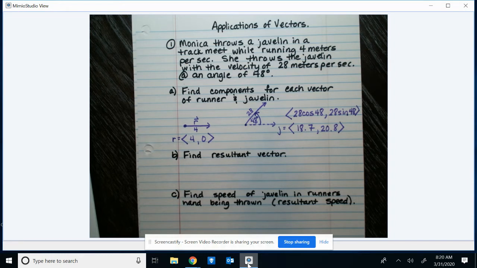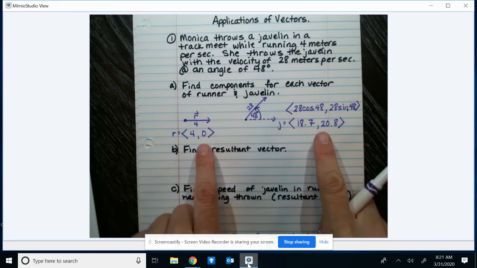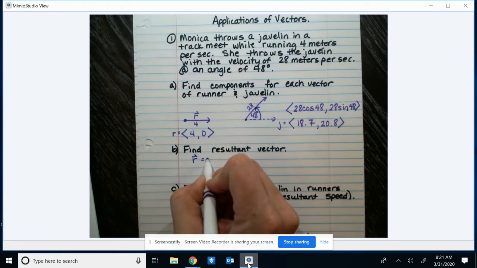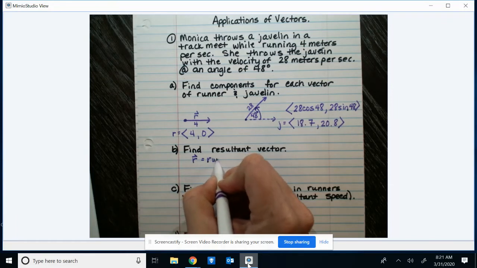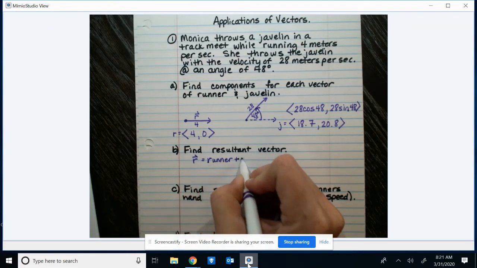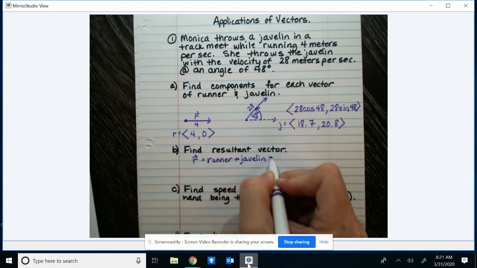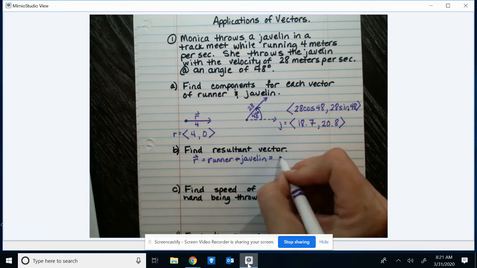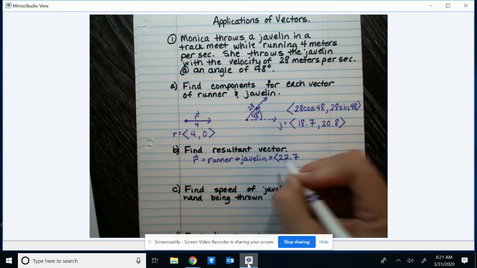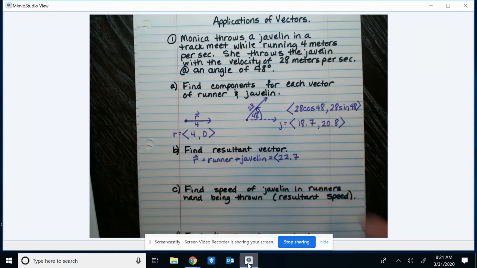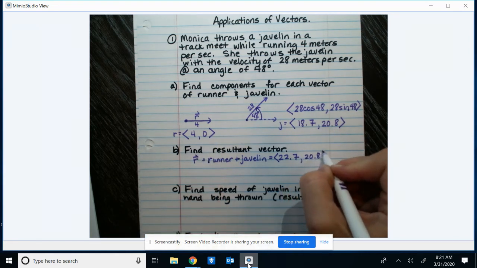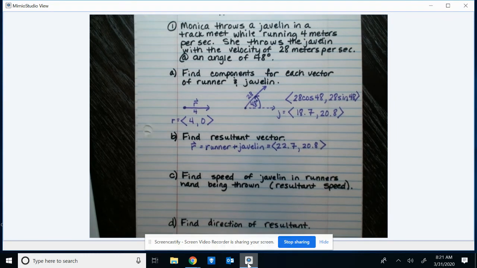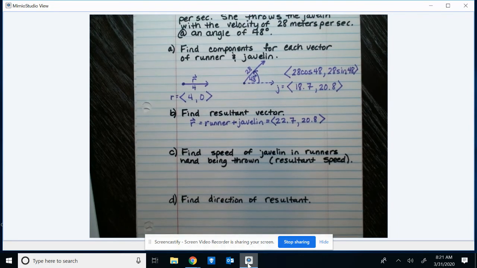Okay, to find the resultant vector, you're just going to take your two vectors that you have and add them together. So your resultant is going to be just your runner plus the javelin. So if I'm adding these values together, 4 plus 18.7, it's going to be 22.7. And my B values, 0 plus 20.8, 20.8. So my resultant should be 22.7 and 20.8. That's the runner and the javelin's throw combined together.